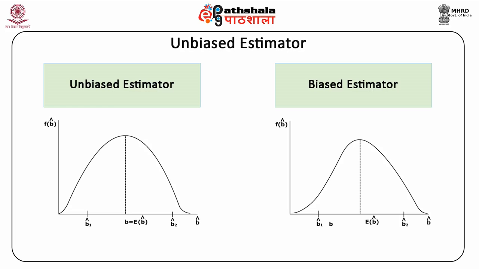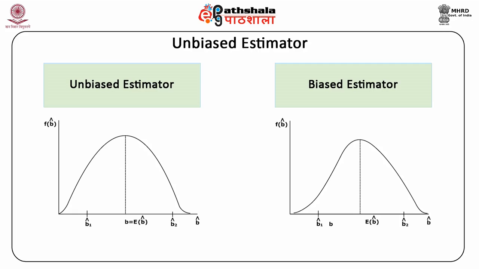the parameter value. In the right side of the figure, the estimator B hat is biased since its expectation is not equal to B. The bias is precisely expectation of b hat minus b. In this case, two hypothetical estimates, b1 hat and b2 hat, are represented in the figure. As can be seen, b1 hat is closer to b than the unbiased estimate b2 hat. But this is a matter of chance. In any case, when it is biased, it is not centered on the parameter value.